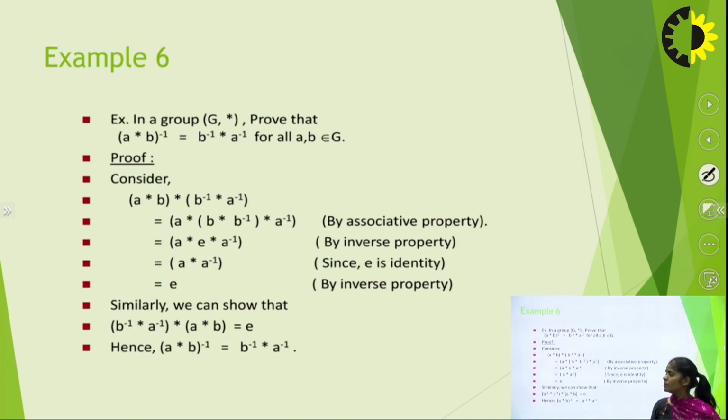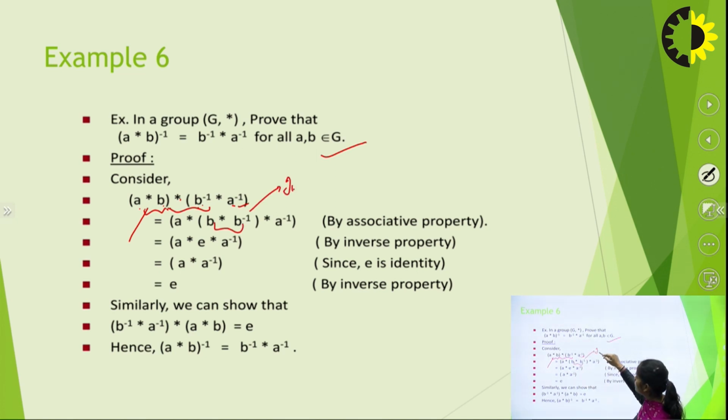Now come to example number 6. We have to prove this, right? For this, consider (A star B) star (B inverse star A inverse), right? If I multiply it, by the associative property we can write it as A star (B star B inverse) star A inverse, right? This is one element, this is the second element, and according to the inverse property, B star B inverse will become the identity, right?